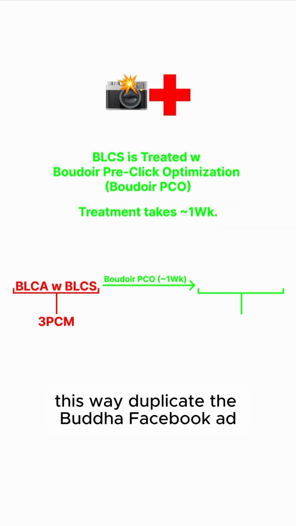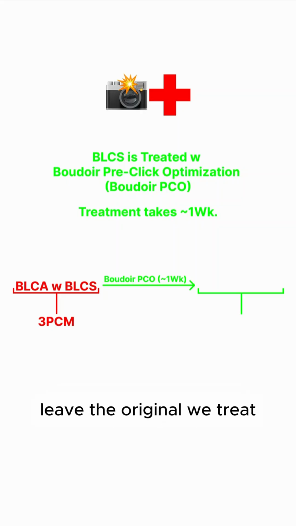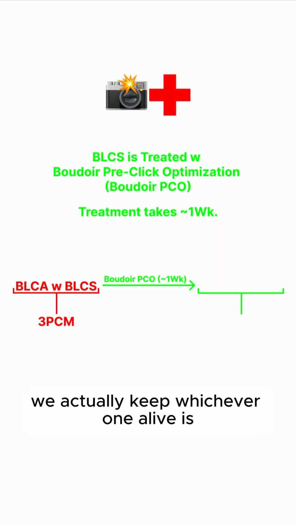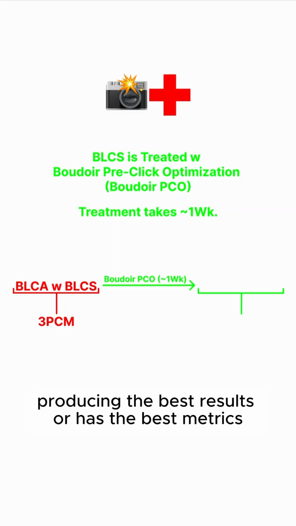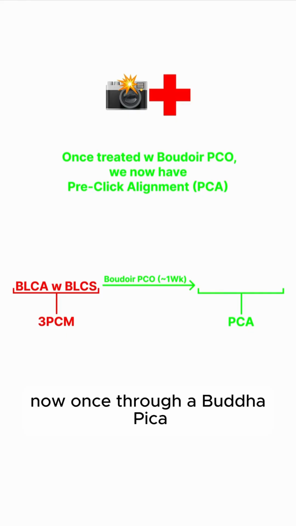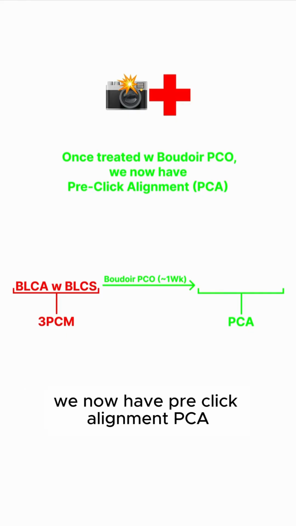This way we duplicate the Boudoir Facebook ad, leave the original ad as it is. We treat the duplicated one, run it in parallel. And at the end of a week, when the treatment is done, we actually keep whichever one is producing the best results or has the best metrics. Now, once treated with Boudoir Pico, we now have pre-click alignment, PCA.